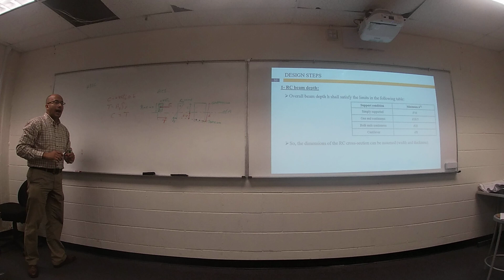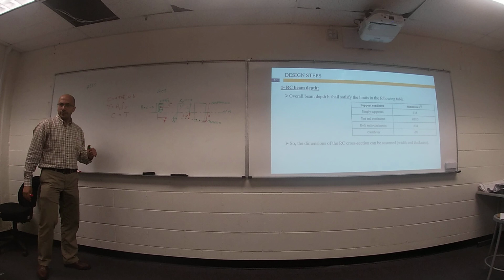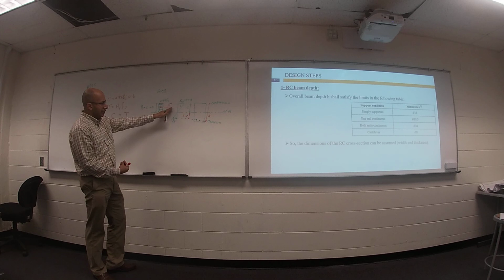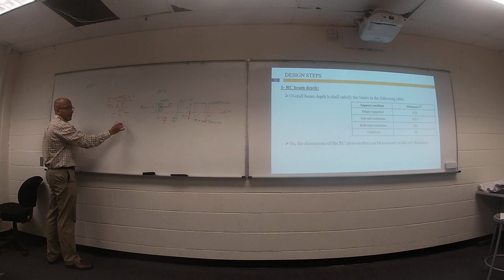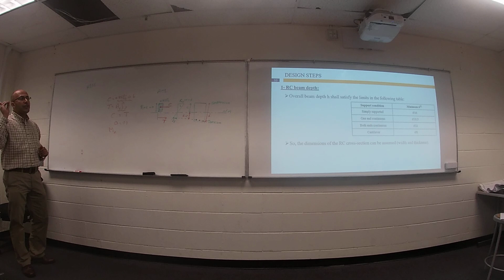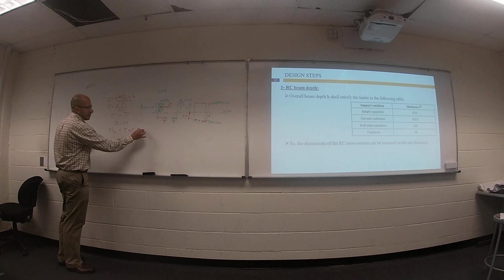I would like you to solve any design problem like this. I need you to understand we have strain distribution, we have stress distribution. What is the meaning of C? What is the meaning of T? If you equate this term to this term, you can get your distance a. And your theoretical moment, or sometimes called nominal moment, equals T times d minus a divided by 2.